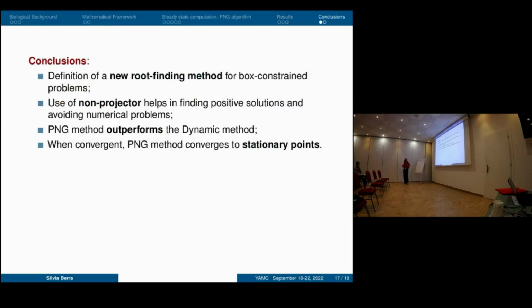Okay, so what we have done is defining a new method for solving root finding problems. Above all, if we work with the box constraint, because that's the only possibility where we can apply the non-projector till now, if we want to modify it some way. And then we have seen that the non-projector can help us to have positive solutions, avoiding numerical problems. Our method also outperforms the dynamic method, and what's more, we have been also able to prove a result of convergence of the method.